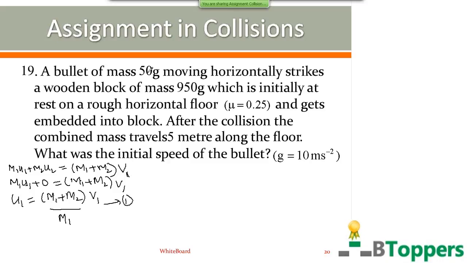You can also substitute the values. M1 is 50 grams, M2 is 950 grams. So M1 plus M2, 50 plus 950, that is 1000 grams or 1 kg. So if you substitute here, 1 kg by 50 grams, means 50 into 10 power minus 3 kg, into V1. So you get U1 equal to 20 times V1.